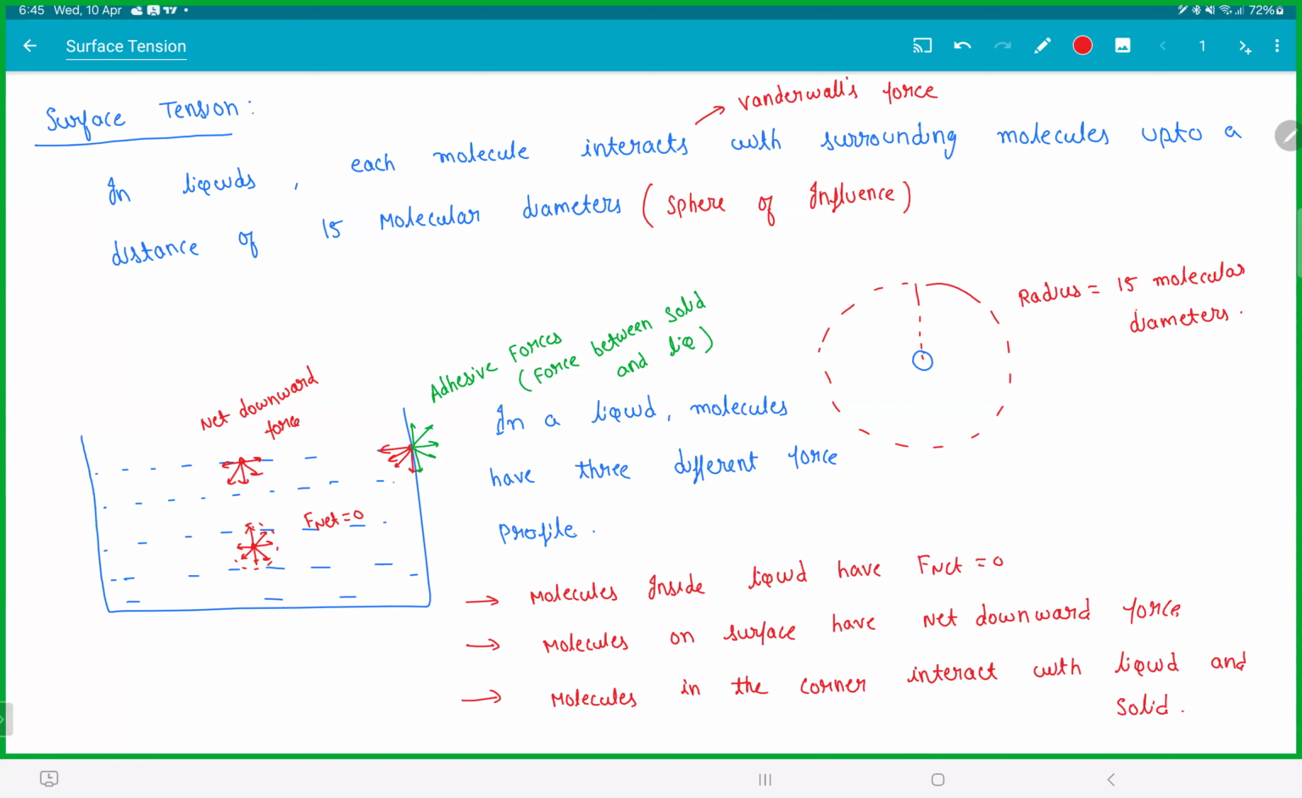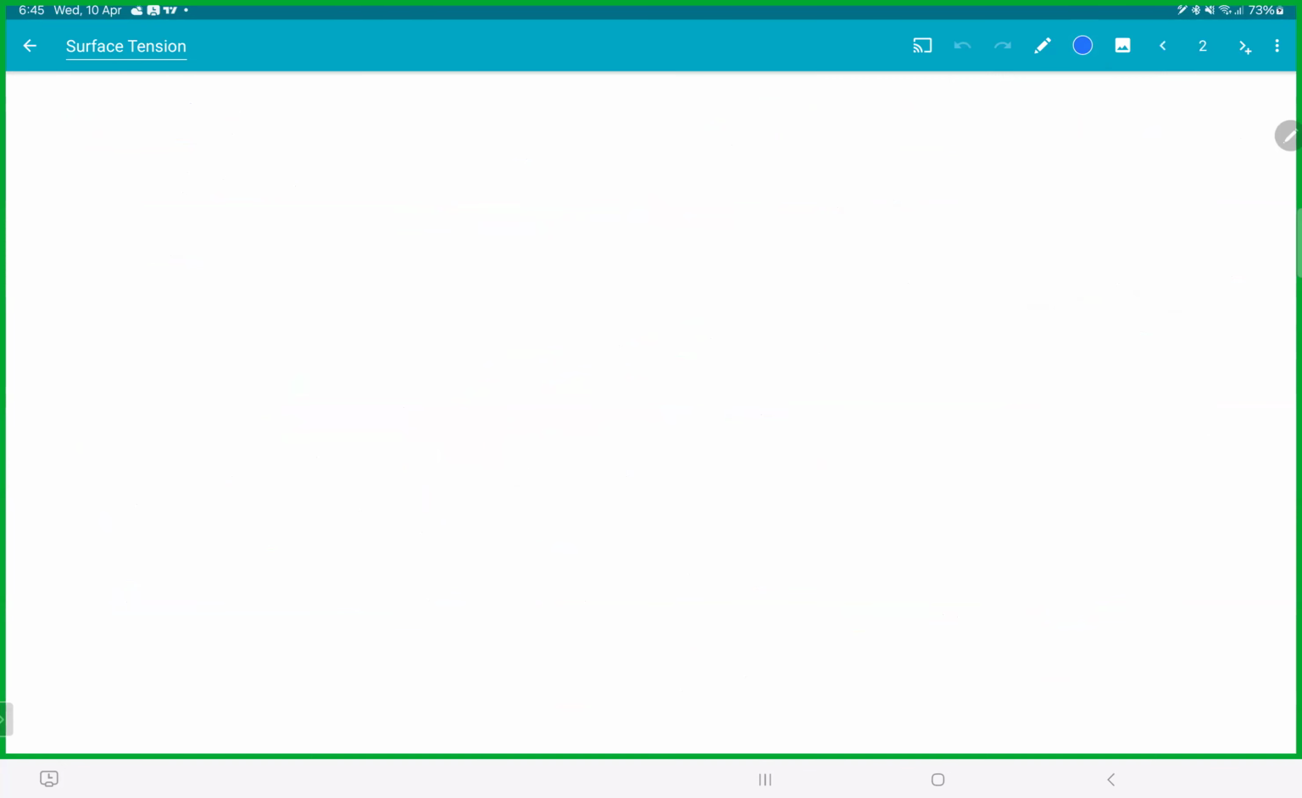How will the molecules be? So in the liquid, there are three different force profiles. There are molecules inside, there are molecules on the surface, there are molecules on the corner. Clear? Now, let's see what happens with the molecules on the top. Because there's a net downward force, everyone is trying to be pushed inside. But the net volume is constant, meaning if you go inside, someone has to come outside. Getting it? So even though there is a force, you can't go inside.